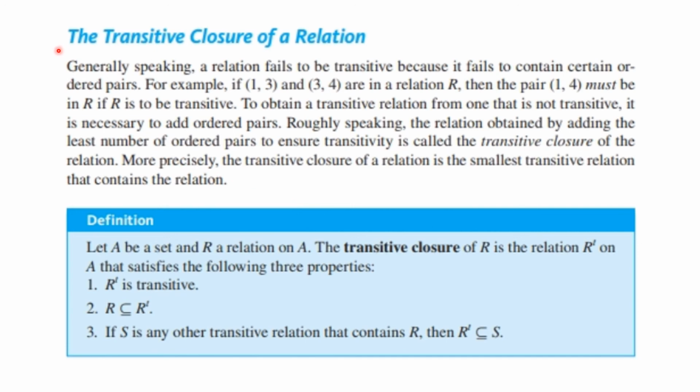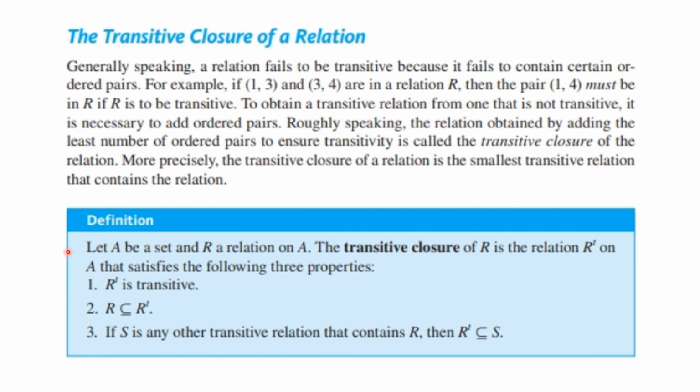The last concept, and this is a new concept, is the transitive closure of a relation. Now, generally speaking, a relation fails to be transitive because it fails to contain certain ordered pairs. So to obtain a transitive relation from one that is not transitive, we have to add ordered pairs. Roughly speaking, the relation obtained by adding the least number of ordered pairs to ensure transitivity is called the transitive closure of the relation. And here's the definition of that. It's the smallest transitive relation that contains the original relation.